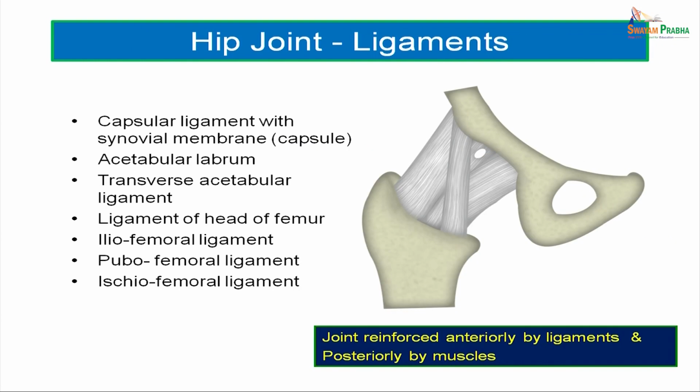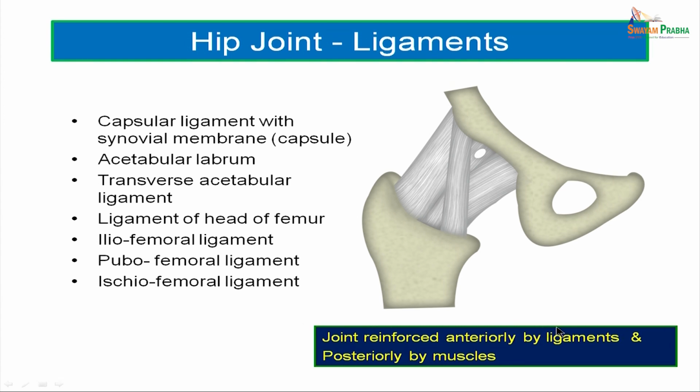Now, coming to the various ligaments which form the hip joint, we will discuss the ligaments under the following heads: the capsular ligament or the capsule with the synovial membrane, the acetabular labrum, the transverse acetabular ligament, the ligament of the head of the femur. These are fairly small ligaments, the transverse acetabular ligament and the ligament of the head of the femur. The big ligaments include the iliofemoral ligament, the pubofemoral ligament and the ischiofemoral ligament.